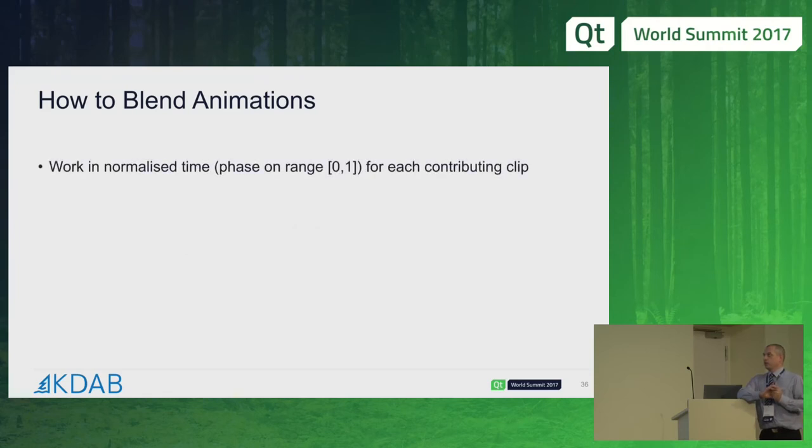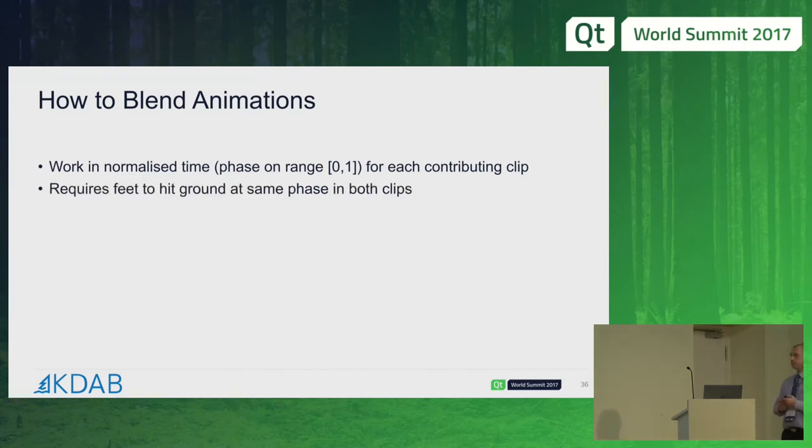Now, to get around this problem with different length clips, what we actually do is we work in normalized time, or phase. So the phase is just a number between 0 and 1 for each clip. So it's 0 at the start of the clip and 1 at the end of the clip. However, it does require the animation to be authored such that the feet hit the ground at the same time, at the same phase in both clips. Preferably with the same foot at the same time.